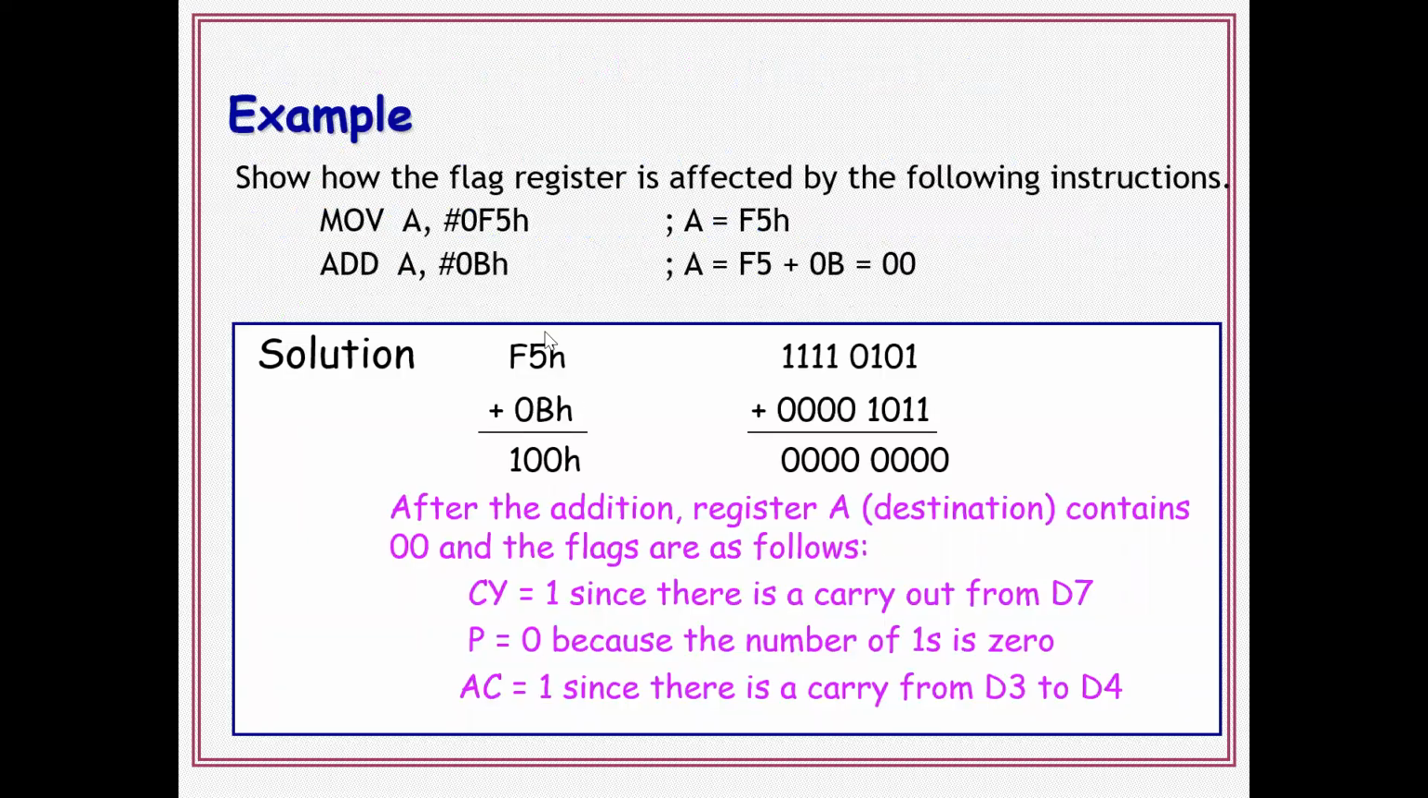So for example, here, the first instruction is MOV A, #0F5H. Move A comma F5H. The hash indicates an immediate value, and the 0 indicates that the first letter is an alphabet value. After execution of this instruction, the accumulator is loaded with F5H.